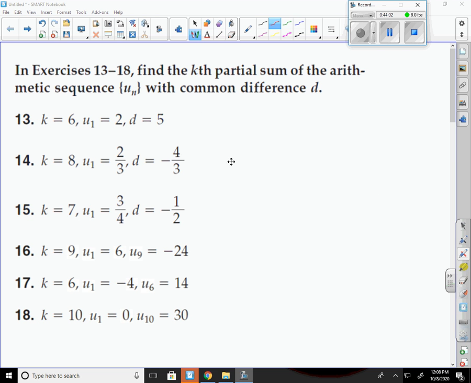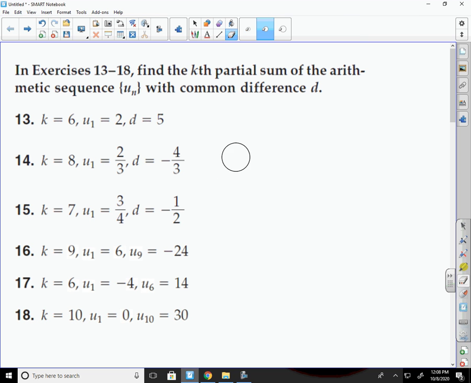Next one, k equals 8. I'm struggling. Want to set it up first. K equals 1 to 8. U sub 1 is 2/3 plus n minus 1 times negative 4/3.